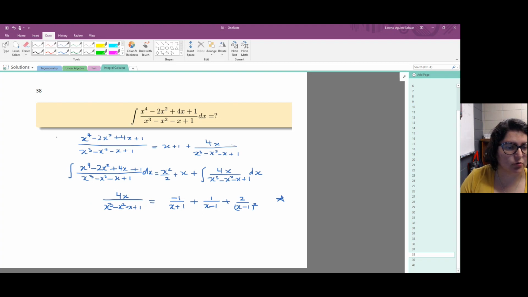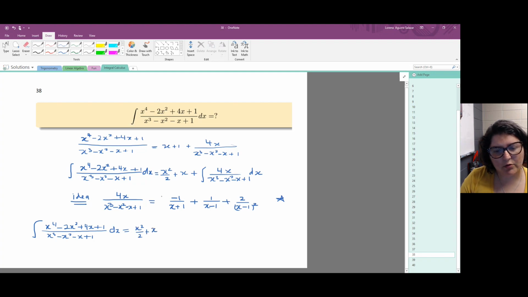Then from that decomposition, we will be able to tell that the integral of x to the 4 minus 2x squared plus 4x plus 1 divided by x cubed minus x squared minus x plus 1 will be x squared over 2 plus x, and then we take the integral of this term plus the integral of this term plus the integral of this term. Because the integrals are linear, the integral of the sum is the sum of integrals.